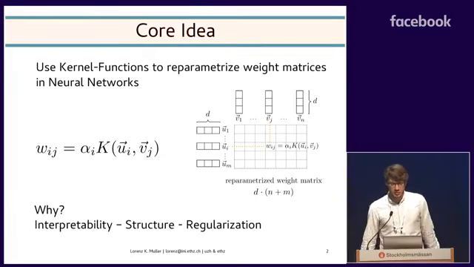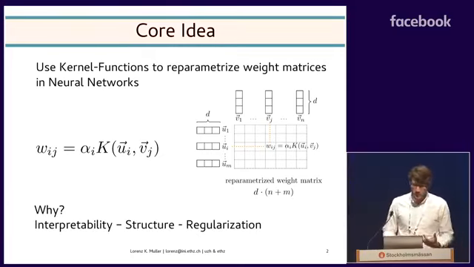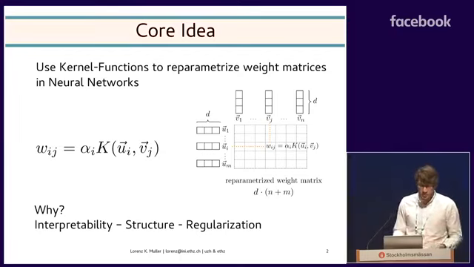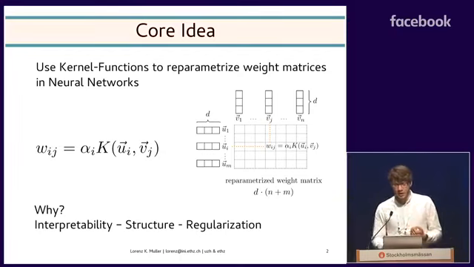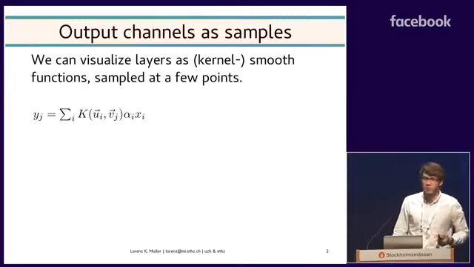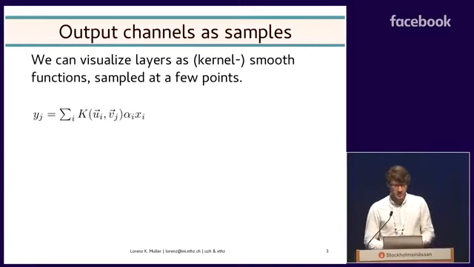In our paper, we argue that this can help you in several different ways, in different contexts. It can increase interpretability of your network. It may allow you to impose some structure and some prior knowledge into your network, and it can regularize your network as well. Now, let's get some intuition of what this reparameterization does, some visualization.